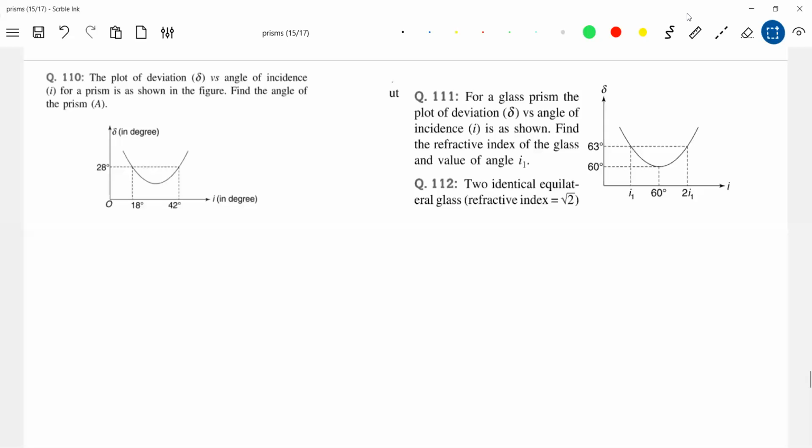Find the angle of prism A. Straight away, deviation equals I plus E minus A. If this is the incident angle, this will be the emergent angle. So deviation we know is 28 degrees. So we'll get the angle of prism.